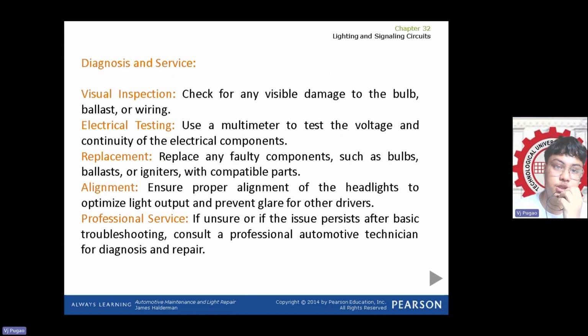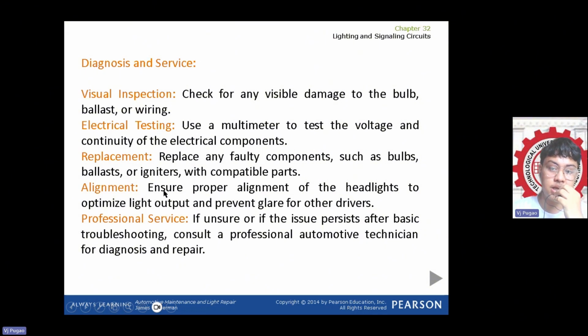Diagnosis and services. Visual inspection: check for any visible damage to the bulb, ballast, or wiring. Electrical testing: use a multimeter to test the voltage and continuity of the electrical components. Replacement: replace any faulty components such as the bulb, ballast, or igniter with compatible parts.